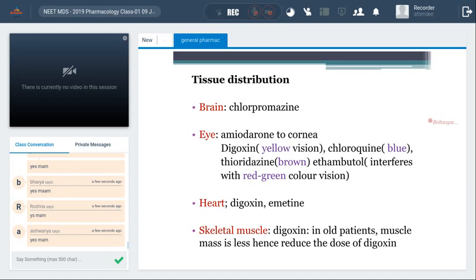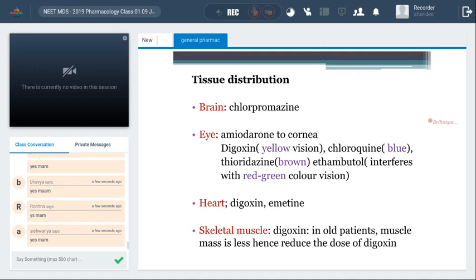But most important, from the MCQ point of view, the questions asked are about drugs which get deposited in the eye and produce disturbed vision. Amiodarone is actually an anti-arrhythmic drug. You will not be studying that at all, but just know amiodarone is an anti-arrhythmic drug. It gets deposited on the cornea, producing corneal microdeposits, bringing about corneal haziness and causing disturbed vision.